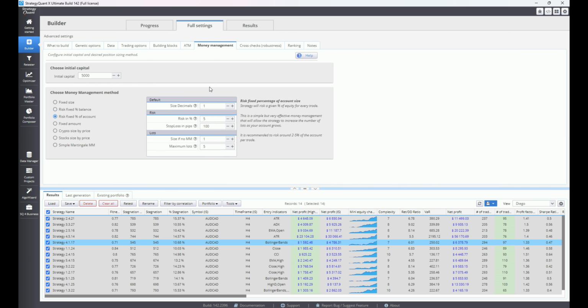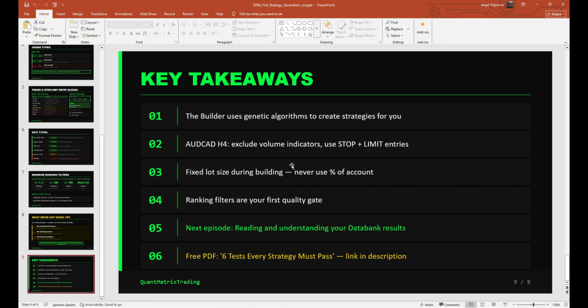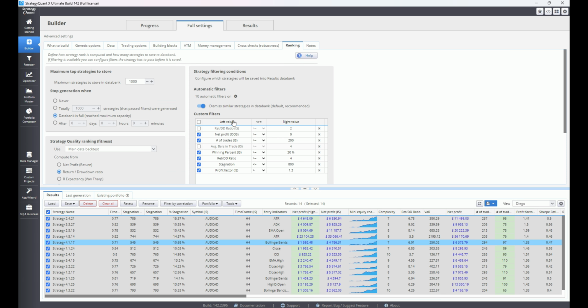For the money management, this is something I didn't speak well. Here I put percentage of account, but I do like fixed size, right? Then I'm gonna show you in my private course how to calculate this to have always a number that is correct for your account. But in this case, we put an account of 5,000. Ranking filters is your first quality gate, as I mentioned. This is your first quality gate.